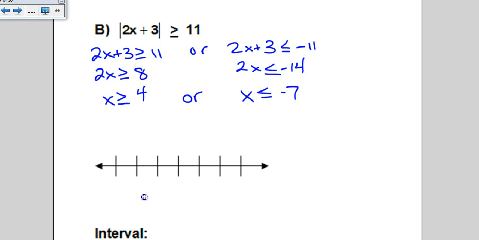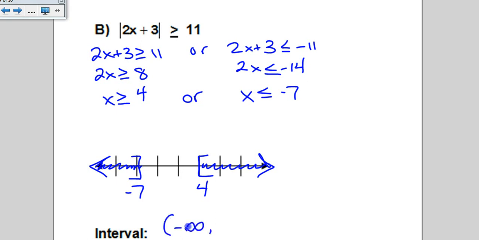So again, don't have enough lines. I'm just going to kind of fudge this. Here's negative 7, and let's pretend here's 4. So if I want to show everything greater than or equal to 4, or anything less than or equal to negative 7, I show that. And now when I write my interval solution, reading left to right, I go negative infinity to negative 7, bracket, and then it jumps all the way up to 4 to infinity.